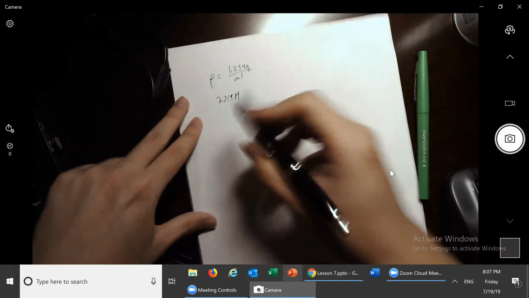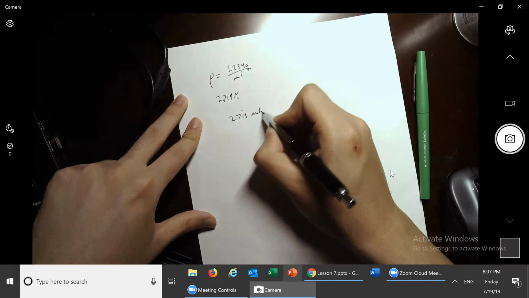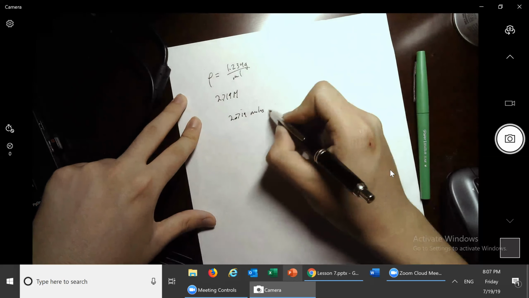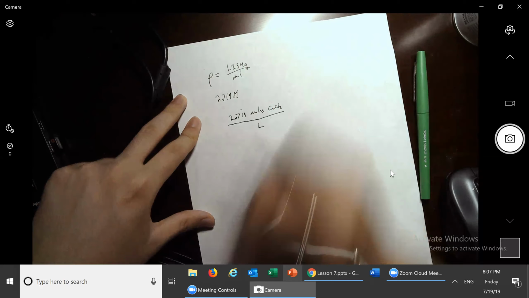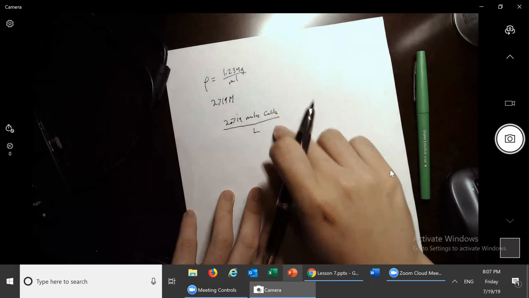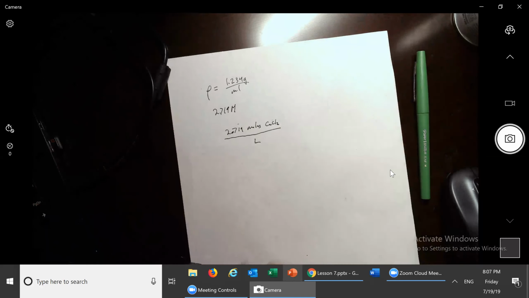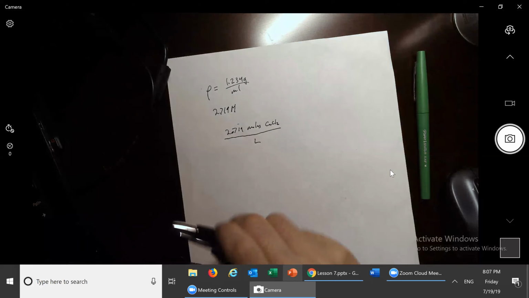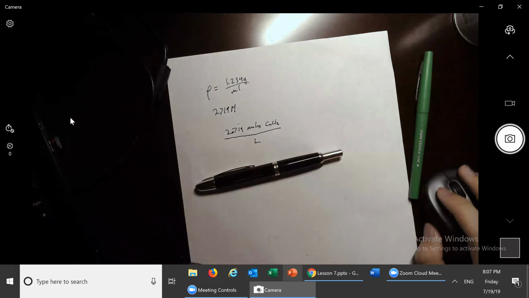So we have 2.719. Okay, so we have this. This doesn't look very useful, but what we can do is convert this to grams. So can someone tell me the molar mass of calcium chloride? Look at your periodic table and tell me the molar mass of calcium chloride.